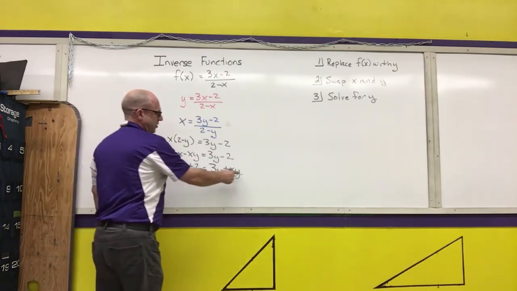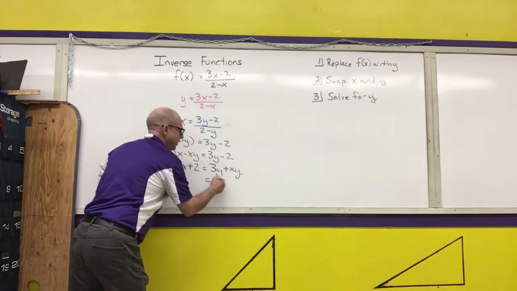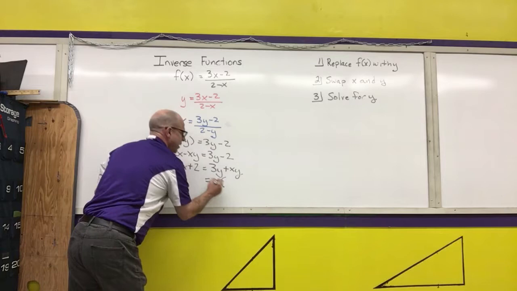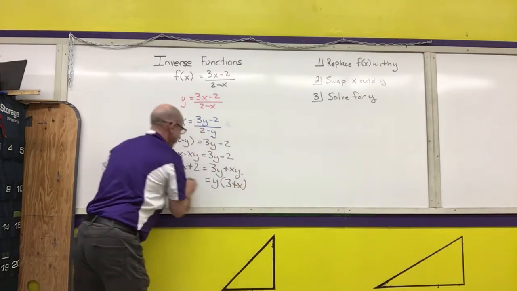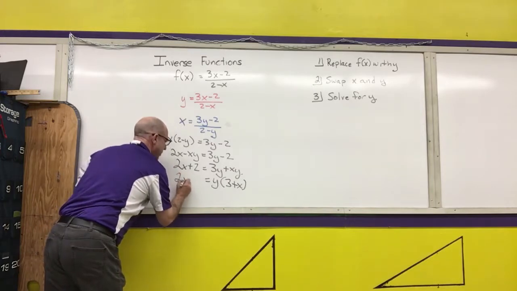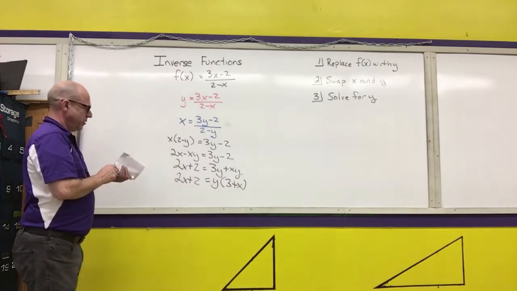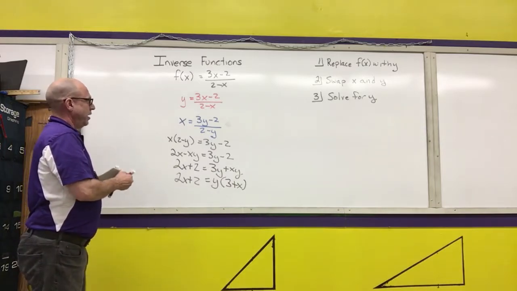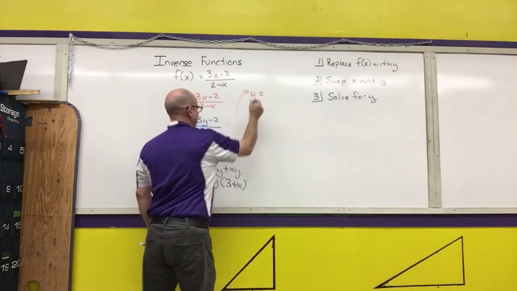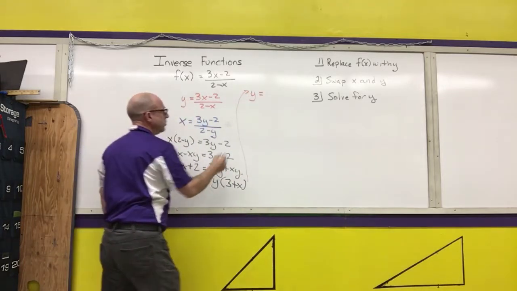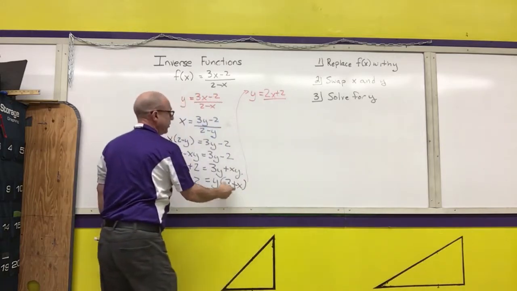I am now going to factor the right-hand side of the equation by pulling out the common y, and that's left with 3 plus x. The left-hand side stayed the same. And now I'm going to divide both sides by the 3 plus x. And coming up here, I get y is equal to 2x plus 2 over 3 plus x.